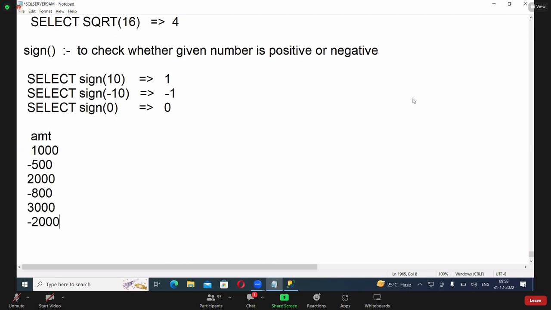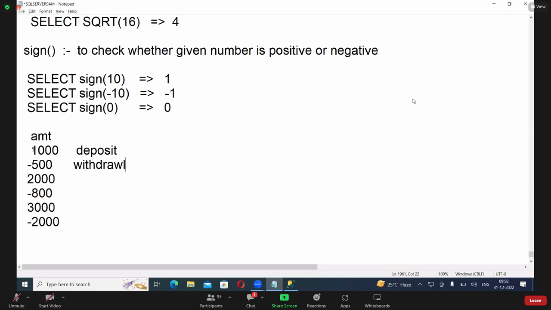Positive. Some values are negative. Some are positive, some are negative. Okay? Then, if it is positive, I want to print a deposit. If it is negative, I want to print a withdraw. If the value is positive, I want to print a deposit. If the value is negative, I want to print withdraw.